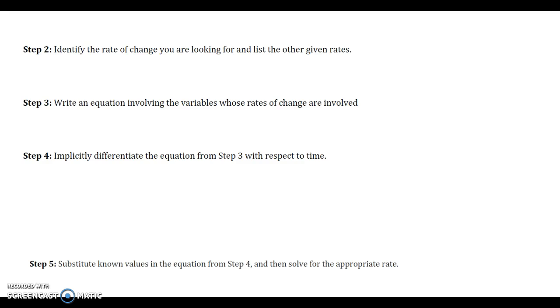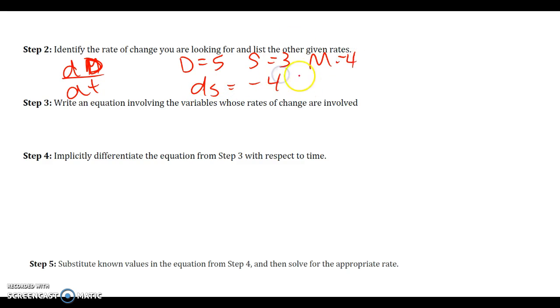Okay? Now it says identify the rate of change you're looking for. They want us to find the change in the distance between the sailboat and the motorboat, dd/dt. A little bit of a mouthful. What is that changing when d equals 5, s equals 3, m equals 4, ds/dt equals negative 4, of course, and dm/dt equals negative 12.